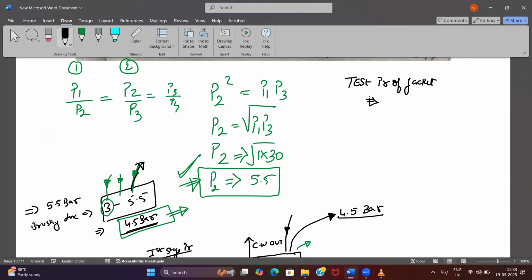The jacket has water. The test pressure of the cooling water is how much? 1.5 times the working pressure. Okay. Suppose the working pressure of my water is 3 bar. How much will it become? 4.5 bar. Okay. This is the test pressure of my jacket.